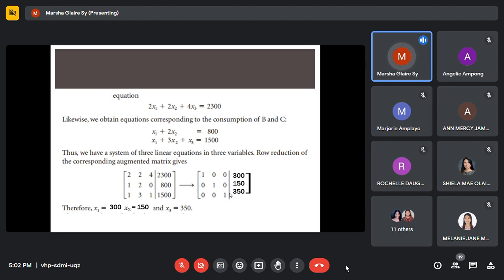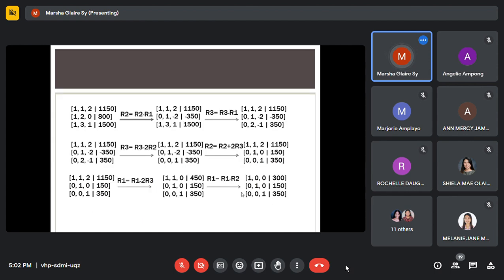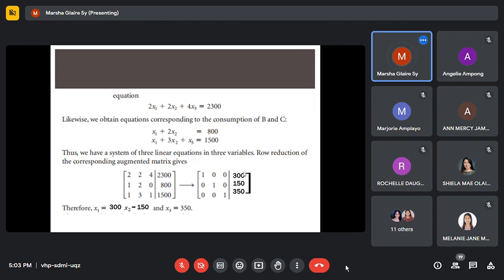So if we are going to reduce this one, we can have this result: 1, 0, 0, 0, 1, 0, and 0, 0, 1, and we have here 300, 150, and 350. So this is the solution that I have earlier. This is the last one, which is 1 0 0 | 300, 0 1 0 | 150, and 0 0 1 | 350. So I use the row reduction of the matrix.